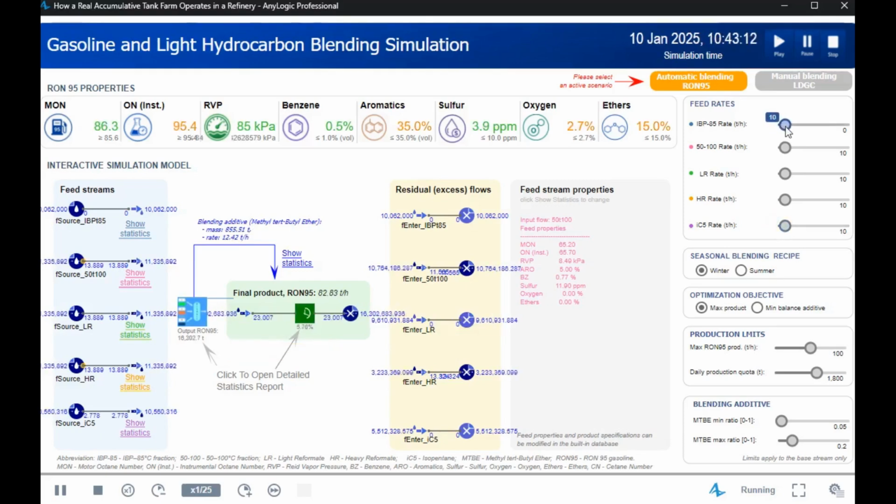During the simulation, the operator can dynamically change the blending recipe, seasonal specifications, production targets, maximum product rates, and balancing additive requirements. The optimization algorithm continuously evaluates the available streams and determines the best feasible combination for producing on-specification gasoline while respecting all operational constraints.